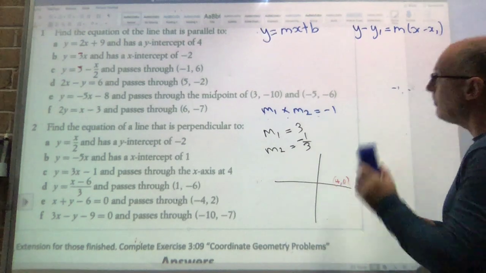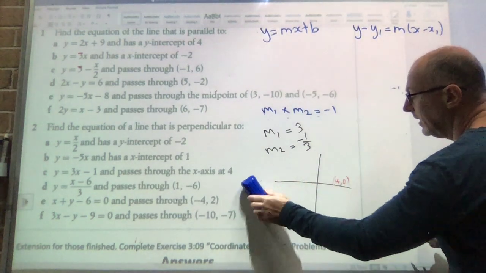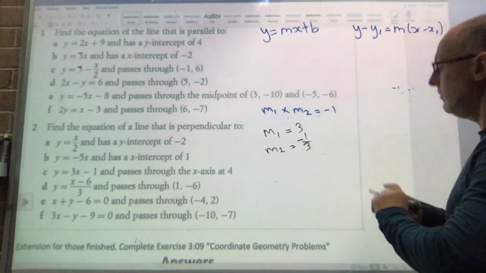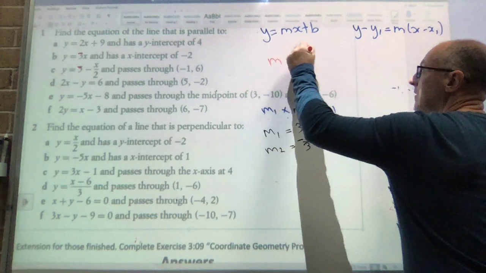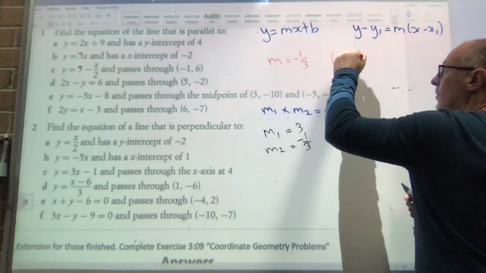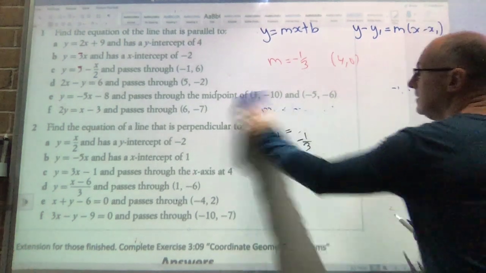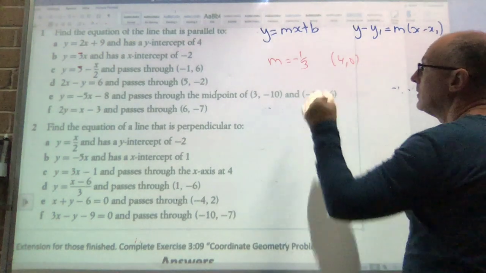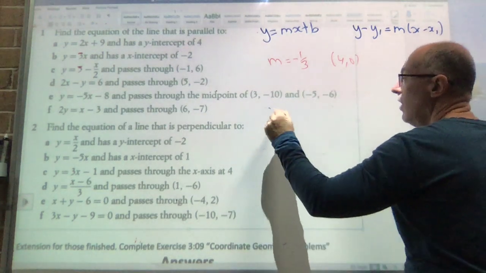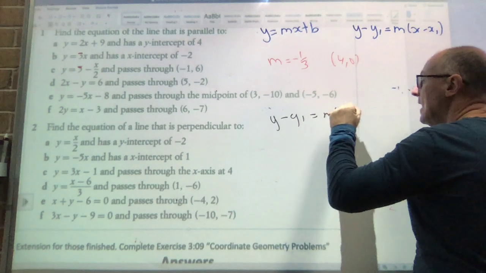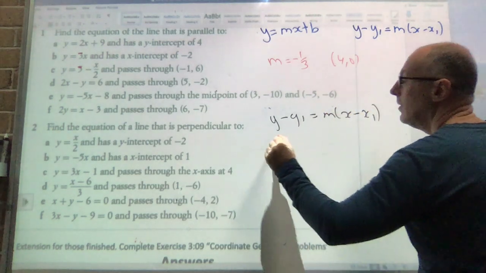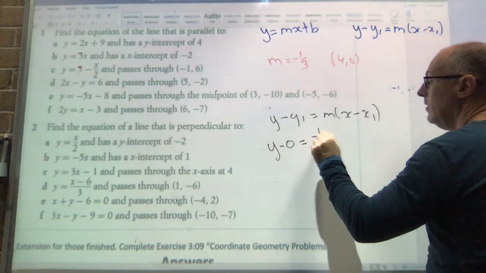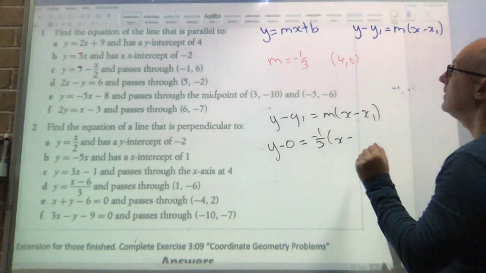So we will use the point gradient formula. Okay, remembering our coordinate is 4, 0, and our gradient is -1/3. Let's write that up here. Gradient equals -1/3, and the coordinate is 4, 0. So we'll stick that into the point gradient formula, because we've got a point and the gradient. So it's y minus y1 equals m(x minus x1), y minus 0 equals -1/3, x minus 4.